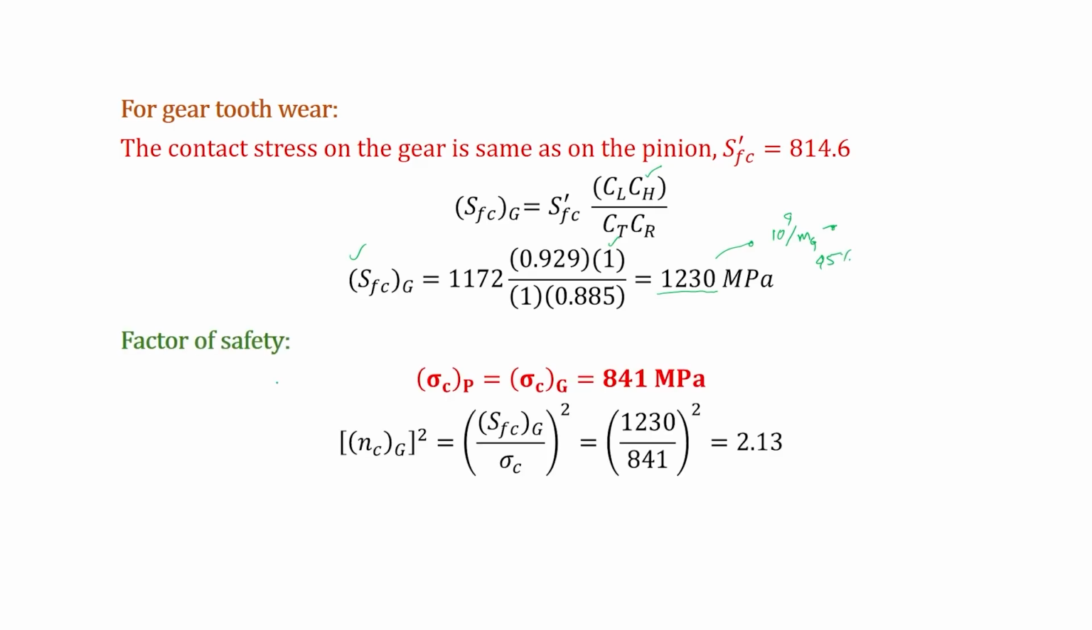And the stress which is acting will be the same. The contact stress which acts on the pinion and gear are the same, and so sigma c pinion is equal to sigma c gear. Sigma c pinion was obtained as 841, and so sigma c gear is also equal to 841. So the factor of safety against contact stress of the gear is equal to the ratio of this one divided by this one, and it has come as 2.13.